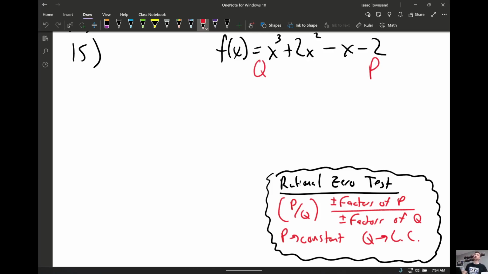So for question 15, P is -2 and Q is 1. Now even though P is negative, that doesn't really matter because we're going to do plus or minus anyway. So by factors, I mean things that divide into it evenly. So the only things that divide into 2 evenly are 1 and 2, and we're going to do plus or minus each of those. Then divide it by plus or minus all the factors of Q, and Q is the leading coefficient, so that would be 1, plus or minus all of that.